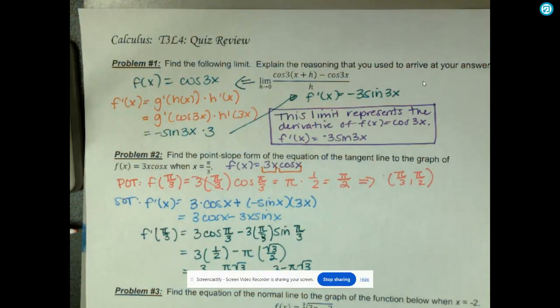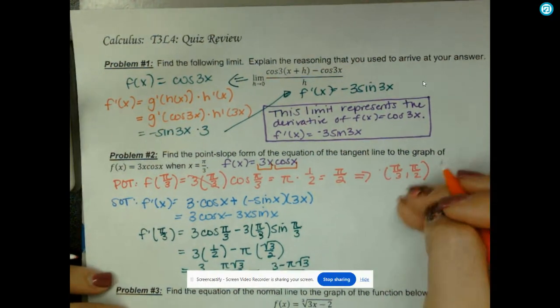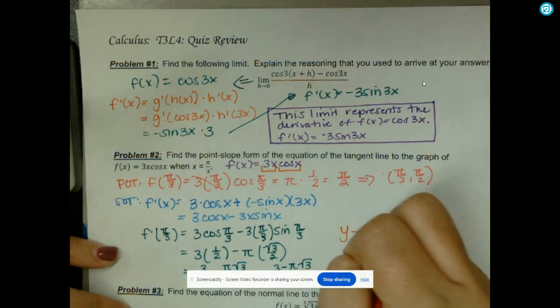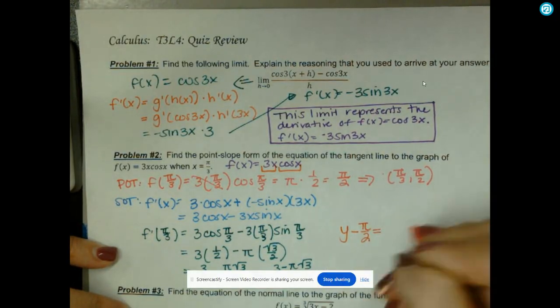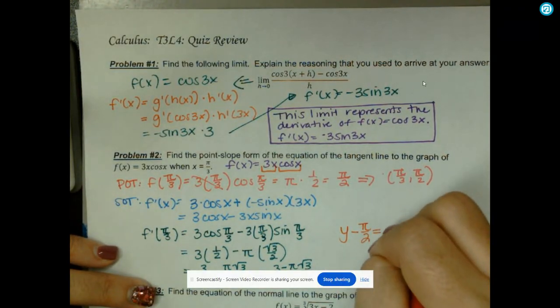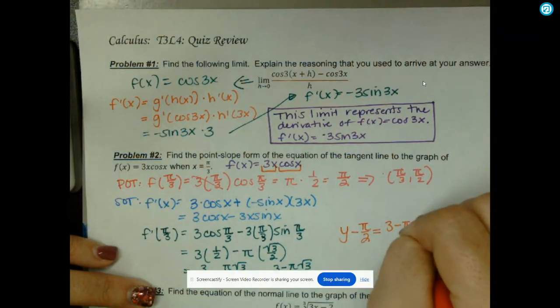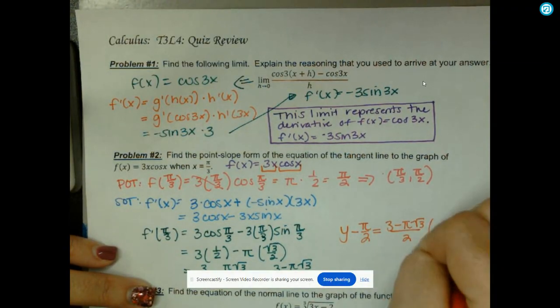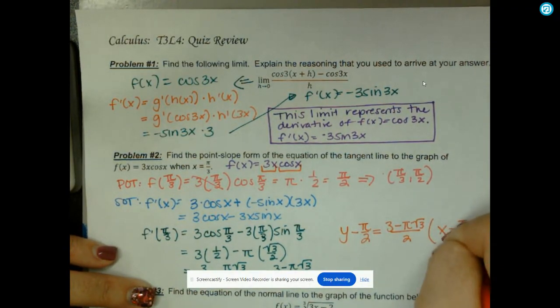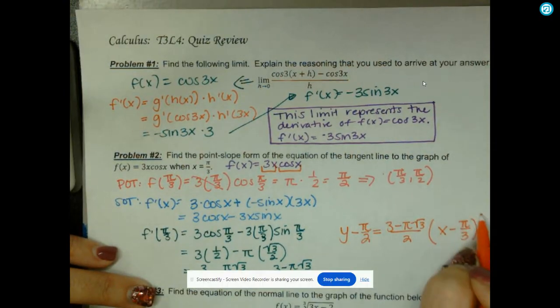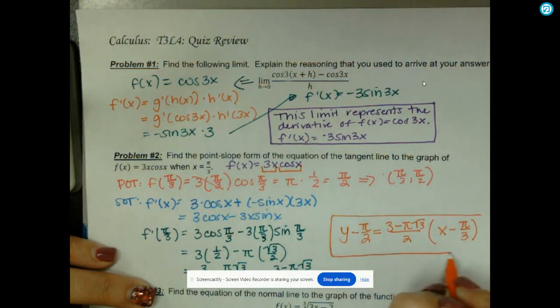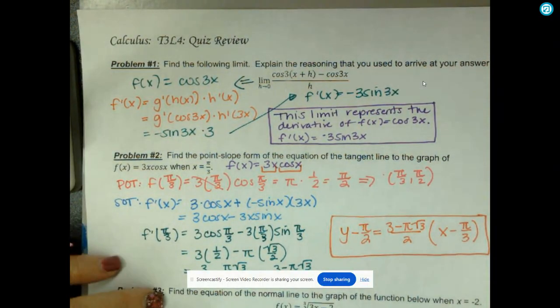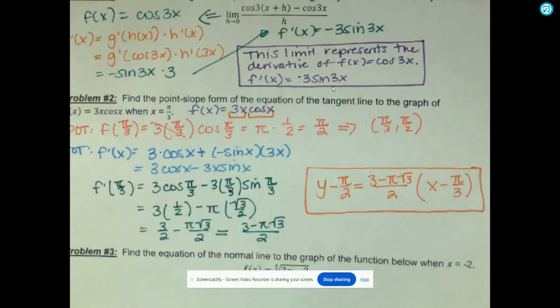So now we can write our equation using my POT and my SOT. So y minus pi on 2 should equal 3 minus pi square root of 3 over 2 times x minus pi on 3. It's not very pretty, but it works.